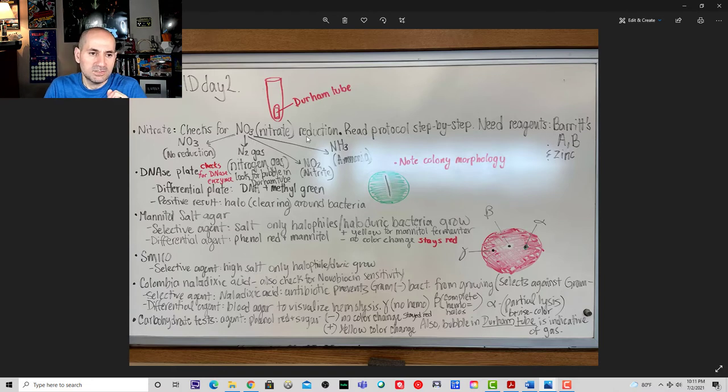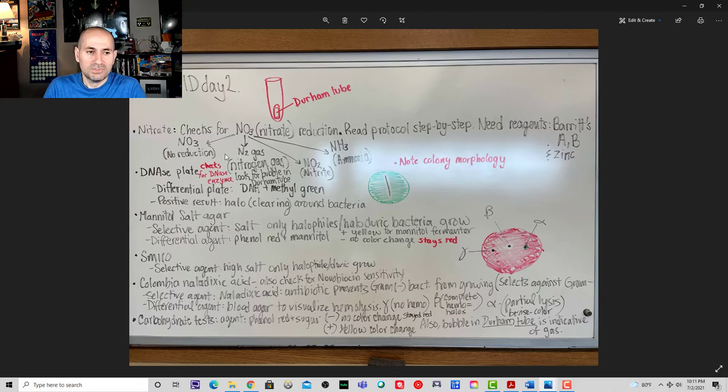So recall, you added the reagents, and you should know that the reagents are called Barritt's A and B. If you added Barritt's A and B and it turned red, I believe that was positive for nitrite, NO3 nitrate reduction to nitrite. However, if it remained clear, then you went on to the second test to add zinc. If you added zinc and it turned red, that was indicative of no reduction. The nitrate remained nitrate. If you added zinc and it remained clear, that was indicative of ammonia or NH3.